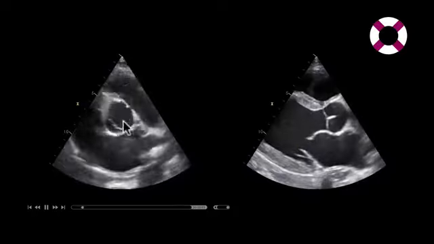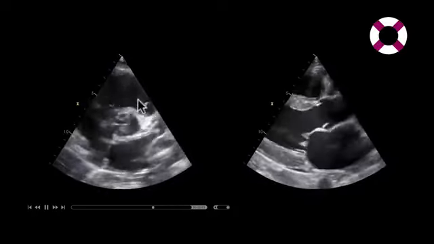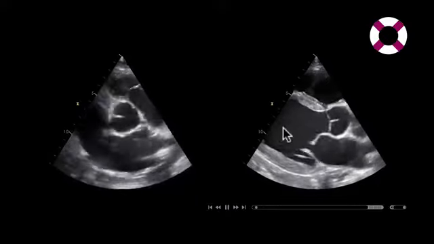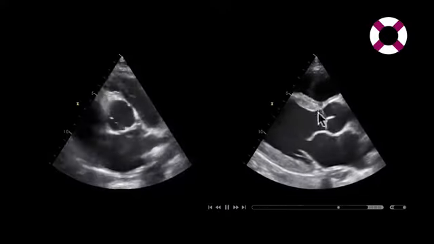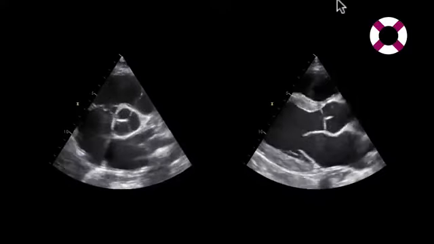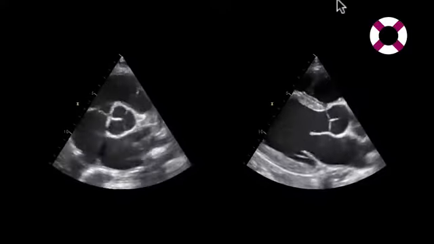Here we see the aortic valve with the three cusps. This is the pulmonic valve. Here we have the tricuspid valve, while we have the aortic valve here and the mitral valve here. Fantastic image quality, but to tell you the truth, those are my favorite echo loops.